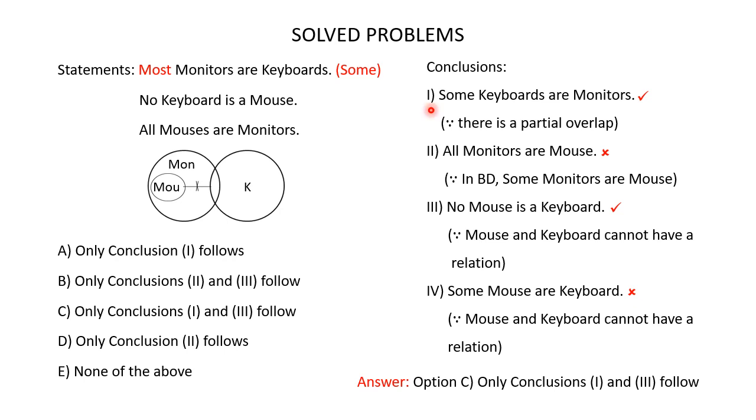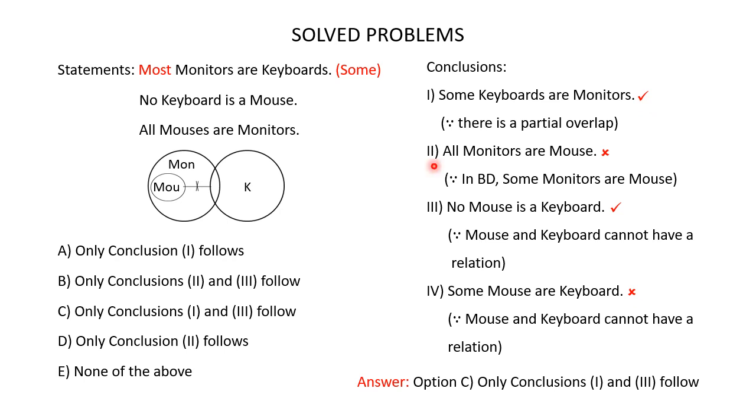Conclusion 1. Some keyboards are monitors. So we have keyboards here and monitors here. Clearly you can see that there is a partial overlap between keyboards and monitors. So this portion of keyboards is monitors. This means some keyboards are monitors. So the conclusion some keyboards are monitors is correct. Conclusion 1 follows.